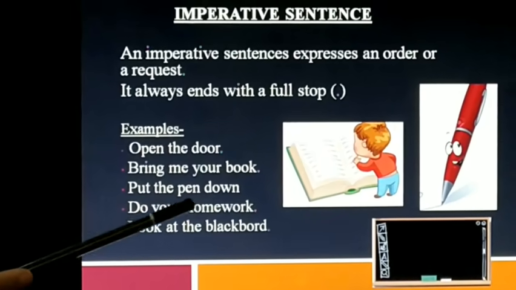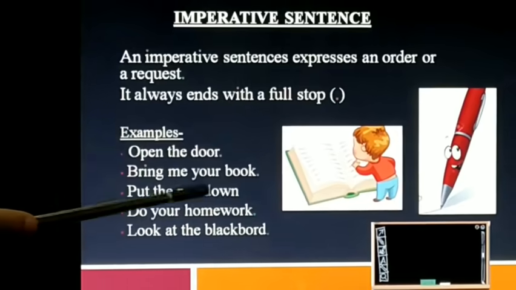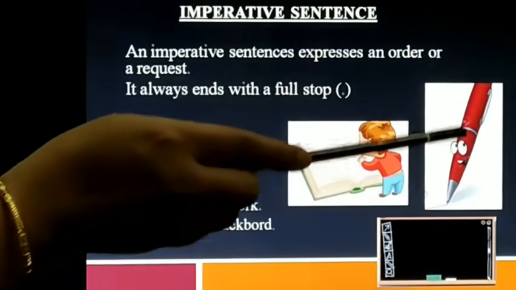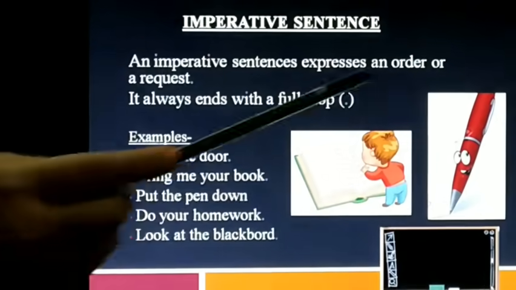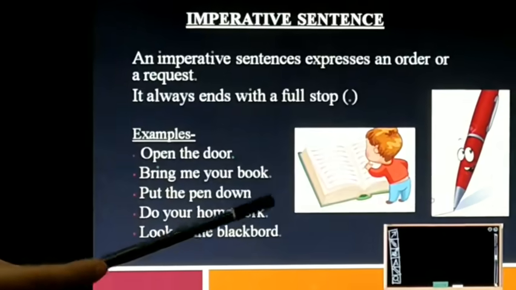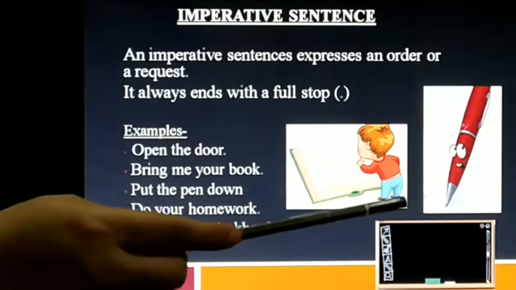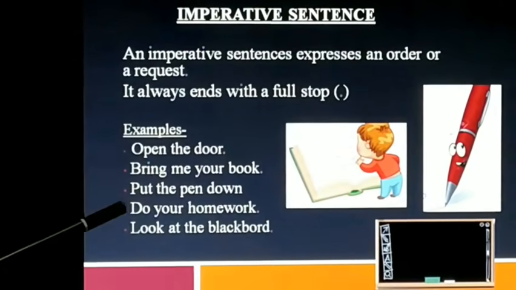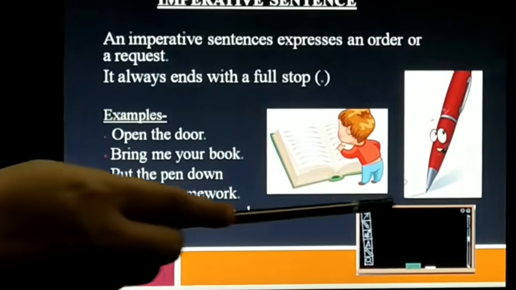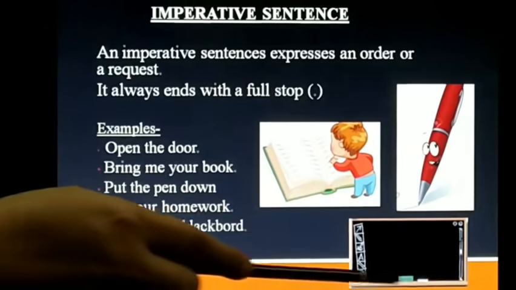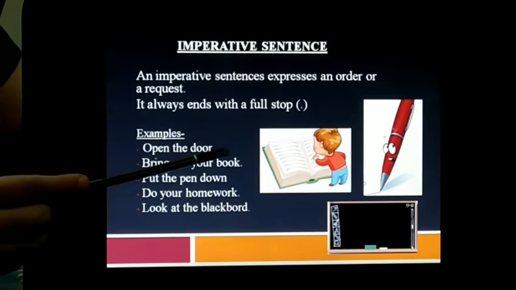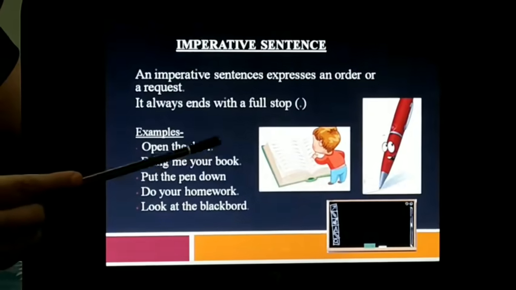Put the pen down. Full stop. Okay. Can you see the picture of a pen? Yes. Do your homework. Full stop. Now see, the child is doing the homework here. Okay. So now the last one is look at the blackboard. Can you see the picture of the blackboard? Full stop.